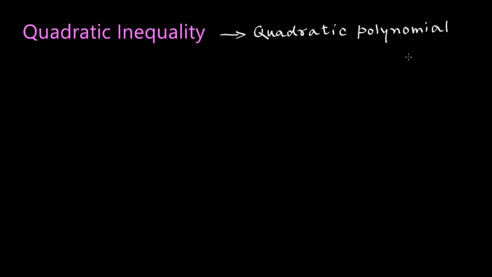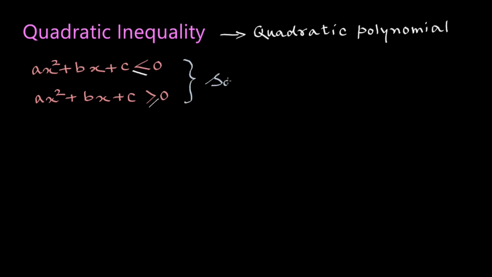In this video, we are going to discuss how to solve quadratic inequality. Inequalities consisting of quadratic polynomials are quadratic inequalities. They may be any one of the following four types: ax square plus bx plus c less than 0, or less than or equal to 0, or they may be of the type ax square plus bx plus c greater than 0 or greater than or equal to 0.